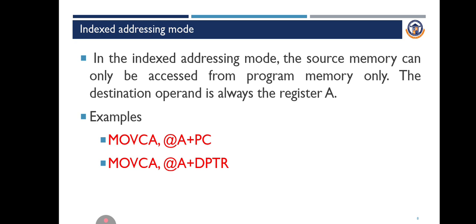If you take the example of MOVC A, @A+PC, the program counter value will be added with A, and that will be stored in the accumulator. Again, if you see MOVC A, @A+DPTR, the DPTR holds an address, and that will be added with the accumulator, and the resulting address will be stored in the accumulator. That is the function of this instruction.